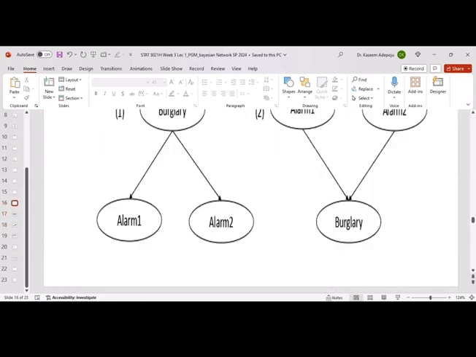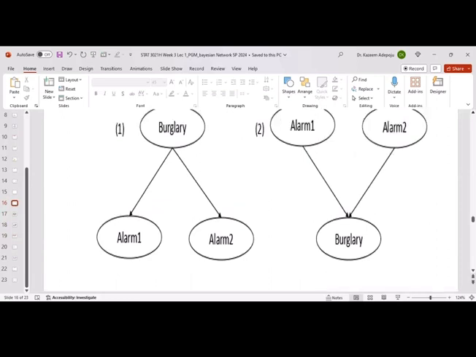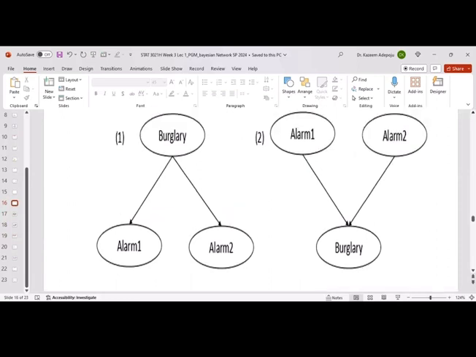Okay, this is the structure. Take a look at that. Now, if you look at the first one, the first one tells us alarm one and alarm two, and the alarm is going to ring when there is what? Burglary. But the second one is telling a different story. You see that? The burglary, depending on the two alarms. The second one is telling us that when the alarm rings, the burglary is taking place. But this one tells us that before the alarm rings, the burglary is going to take place.